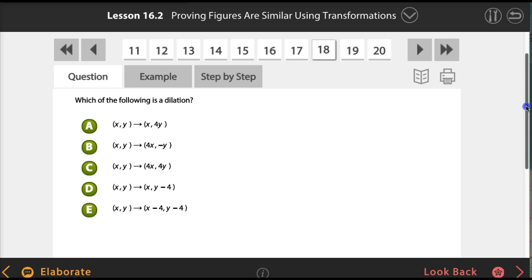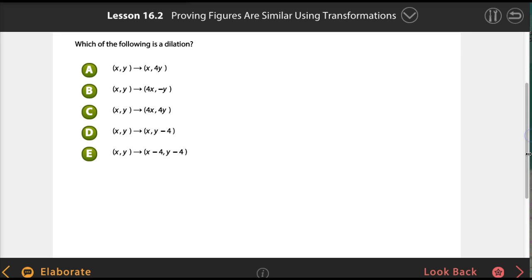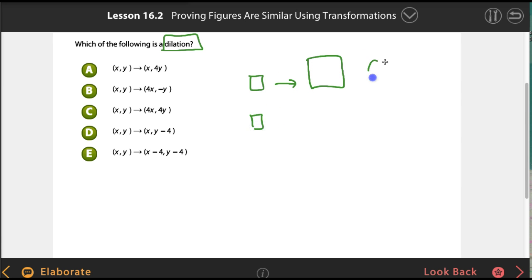All right, so question number 18 says, which of the following is a dilation? This is a really easy question that I'm giving you. I want you to understand when we talk about dilation, I told you it has to be the same shape but different size, right? So let's think about this. What if you had a square like this? This is a dilation. Because what that means is I multiplied this side and that side and that side and that side by the same number to create that.